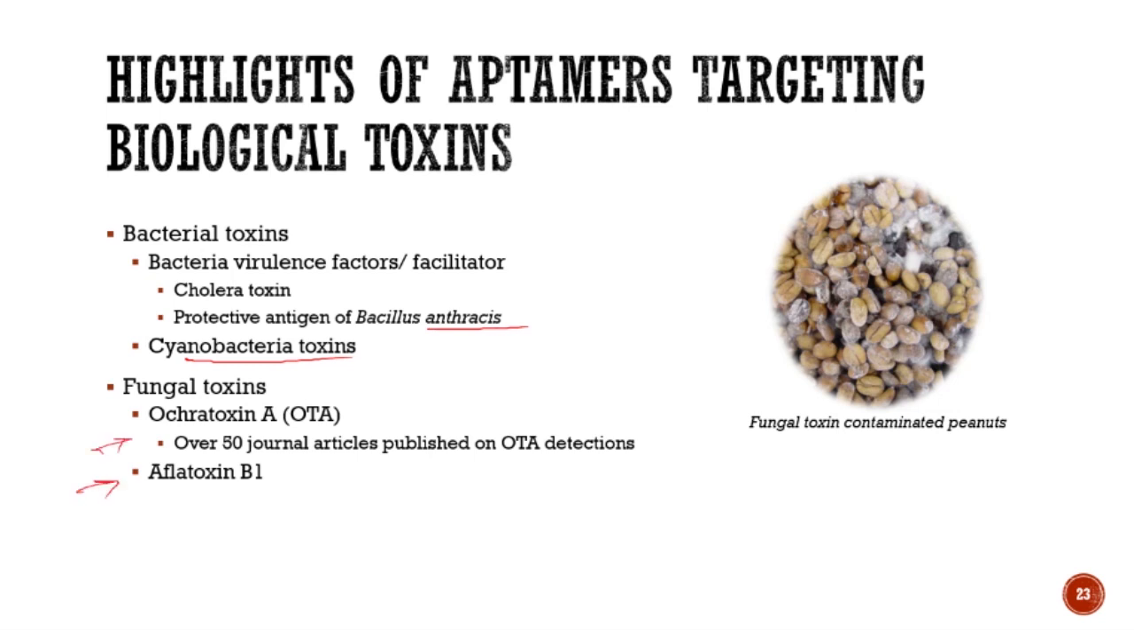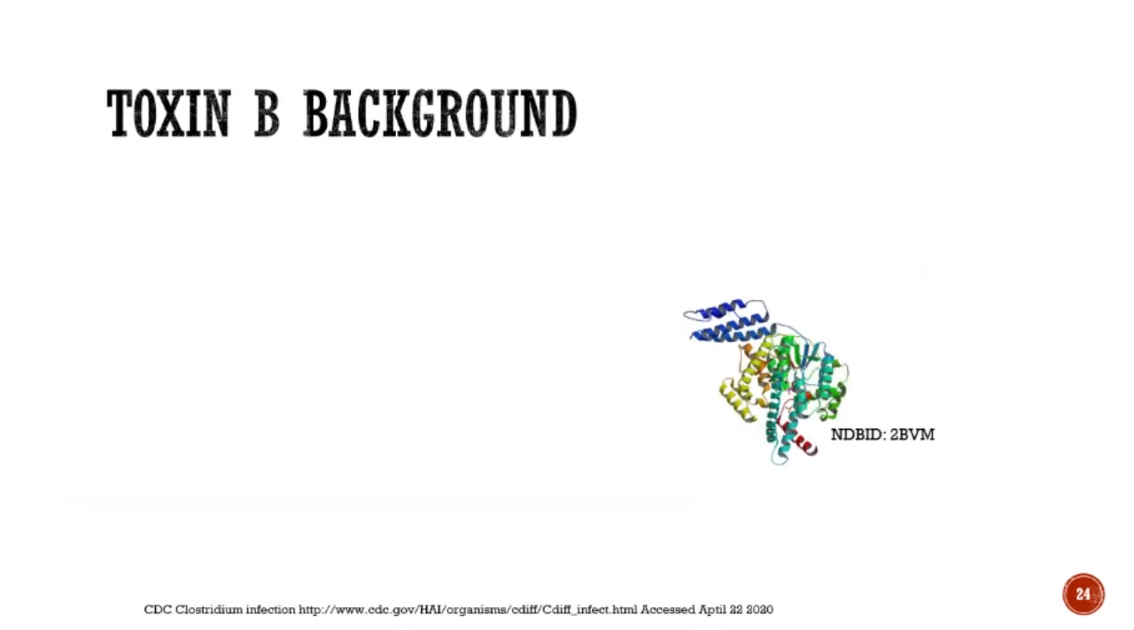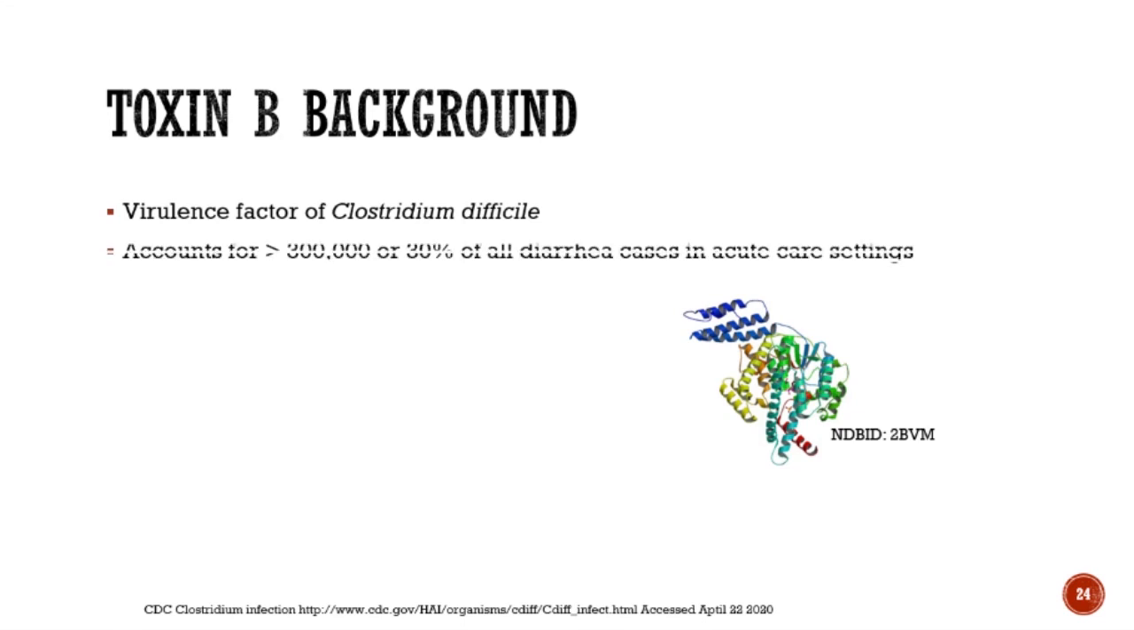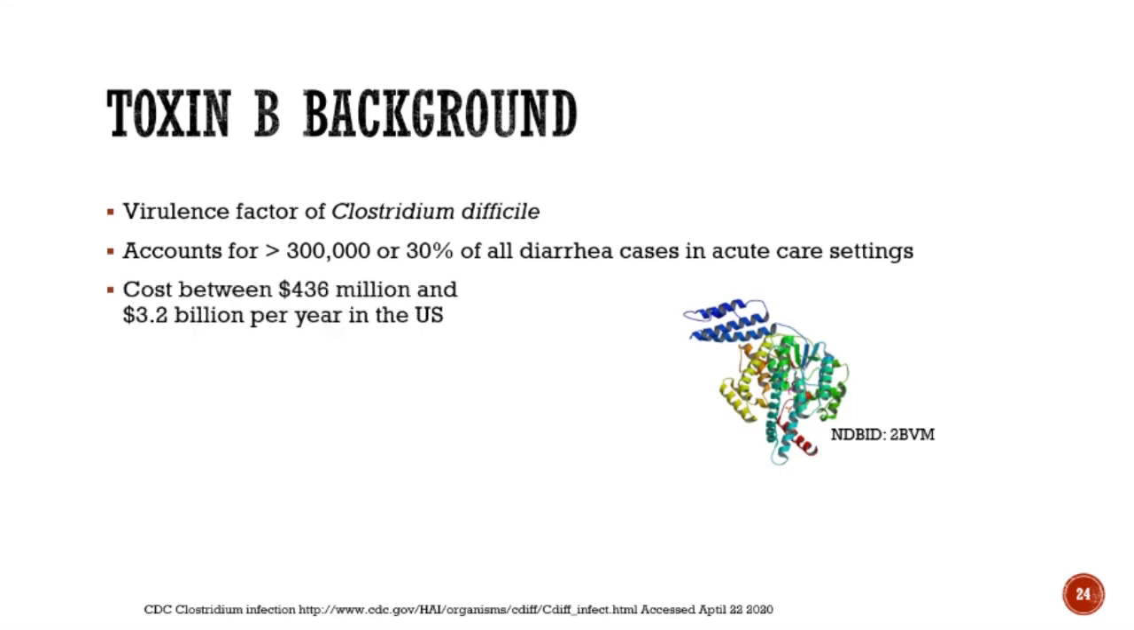These things are very big in subtropical weather countries like Southeast Asia. Molding is a big thing, contaminating food like peanuts, and these are cancerous toxins. So detection of these cancerous materials is very, very crucial in many ways. Let's take one for example, toxin B. Toxin B is from C. diff. It accounts for about 30% of all diarrheal cases in acute care settings, and it's costing millions and billions of dollars per year in the U.S. alone.